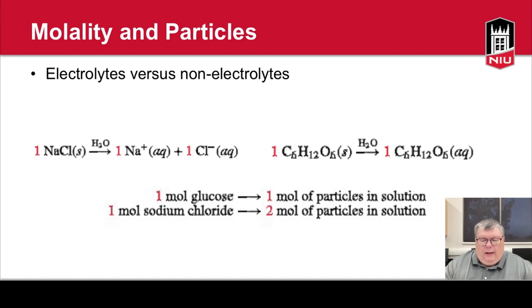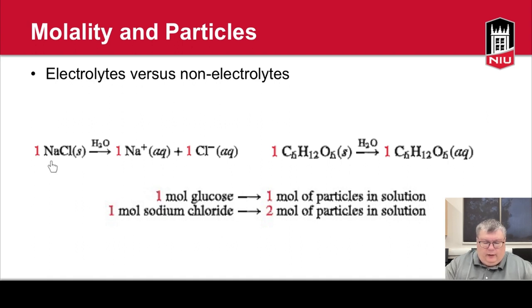Now, the molality of a solution depends upon whether the solution is an electrolyte or a non-electrolyte. If we have a non-electrolyte, like glucose here, 1 C6H12O6 dissolved in water gives you 1 C6H12O6 aqueous. It's a 1-to-1 relationship. It doesn't break apart into ions. How do I know it doesn't break apart into ions? Remember that molecular compounds generally don't break apart into ions. So this is a non-electrolyte. So 1 mole of glucose gives you 1 mole of particles in solution.